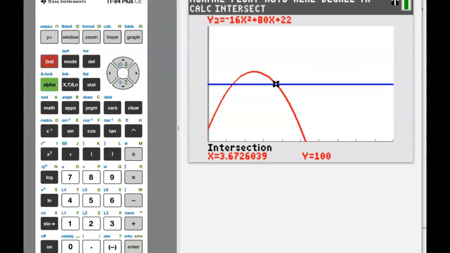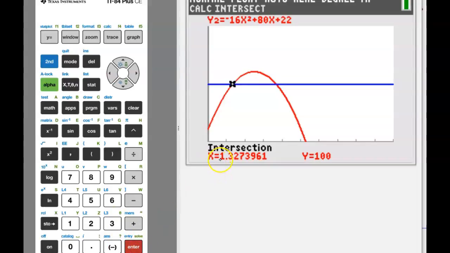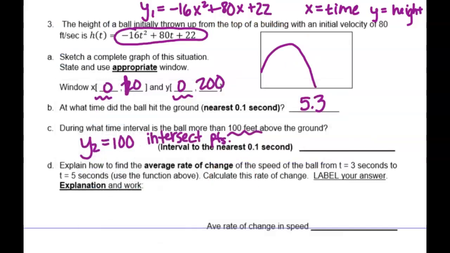And then I'm going to go second trace, intersect. But this time I'm going to scroll over where I want it to find this one. And I'm going to hit enter, enter, enter. And it says intersection 1.3. So between 1.3 and, I already forgot, what was it, 3.7?